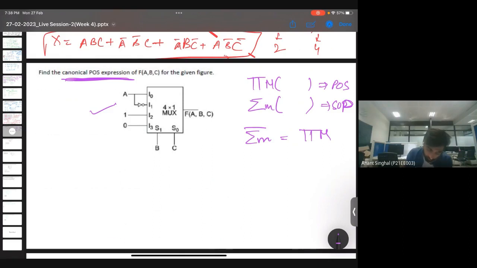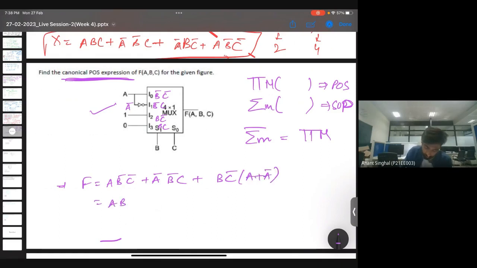So let me try to solve it. So here it is A, here it is A bar, then 1 0. So here it is B bar C bar, B bar C, B C bar, and then B C. First term F will be A B bar C bar plus A bar B bar C plus 1 into B C, and then last will be U. So I'm writing A plus A bar here as common so that I can get all the minterms. A bar B bar C plus A B C bar, then A bar B C bar.